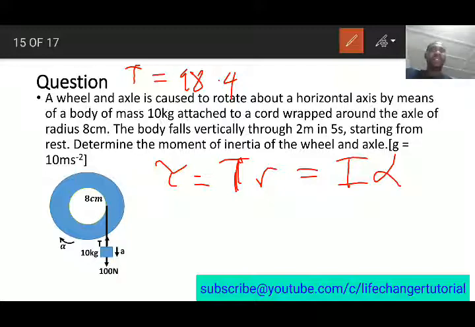Never forget this. Whenever you're dealing with torque, a rotational motion, especially one that involves force, the tension times the radius is equal to the moment of inertia times the angular acceleration. Now my tension here is 98.4. Our radius here is 8 centimeters, which can be converted to meters. Converting it to meters gives us 0.08.